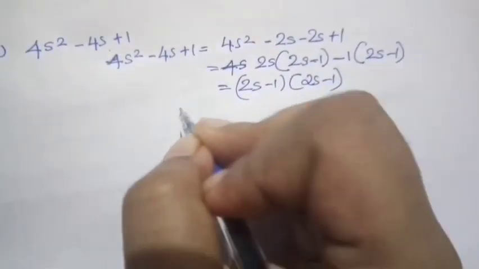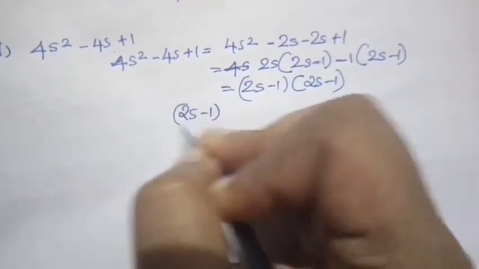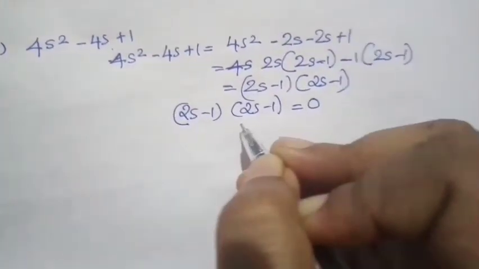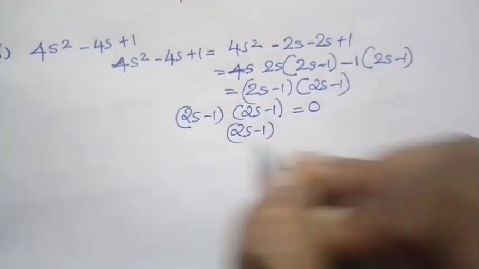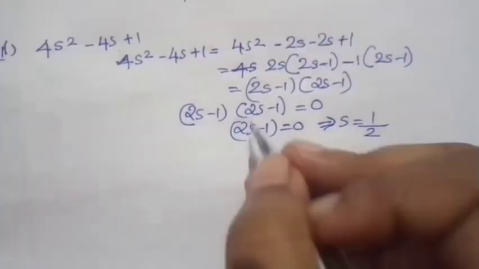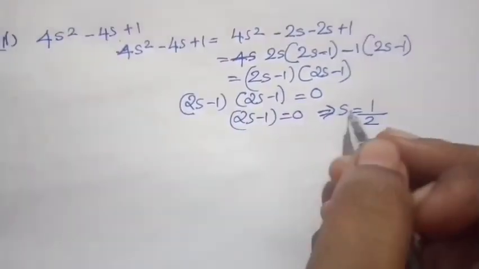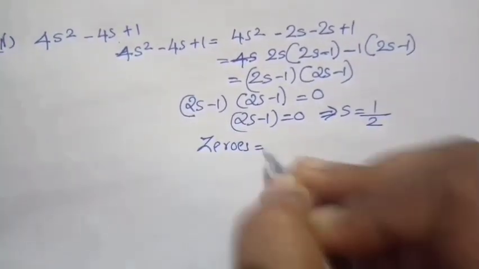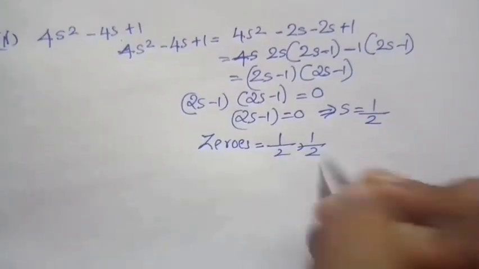So, to get the zero, we have to equate this equal to 0. So, we have 2s minus 1 equal to 0 implies that s equal to 1 by 2. So, same for both the cases, s will be equal to 1 by 2. So, that means the values of zeros are 1 by 2 and 1 by 2.